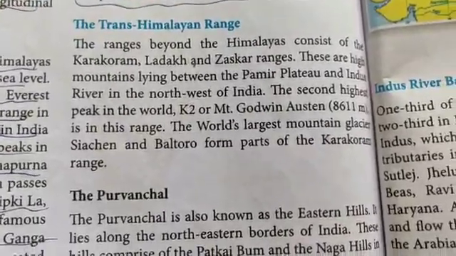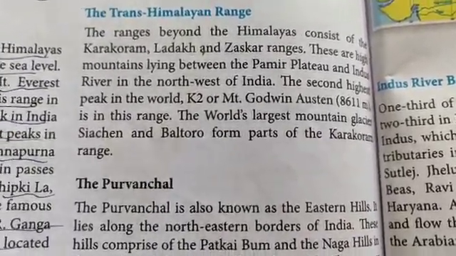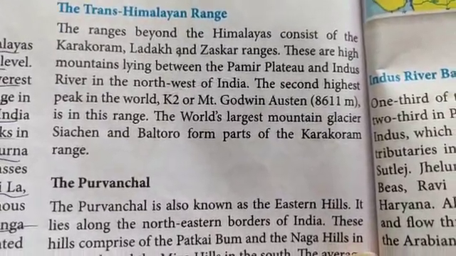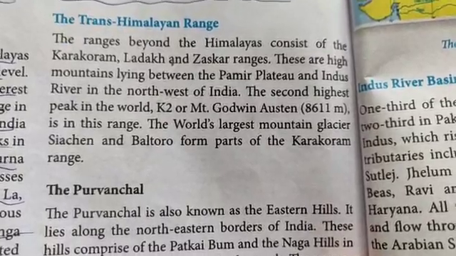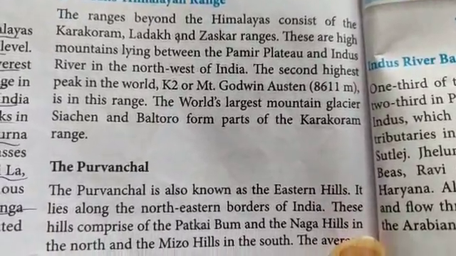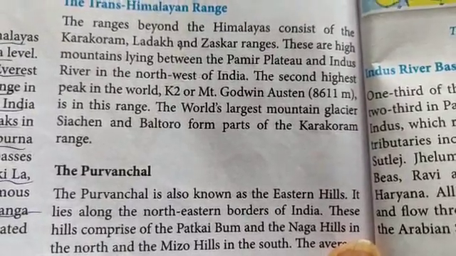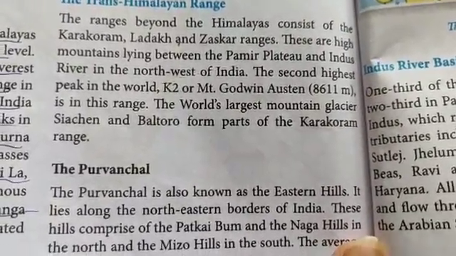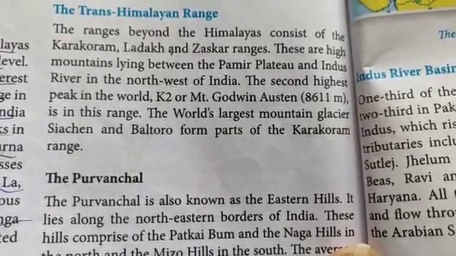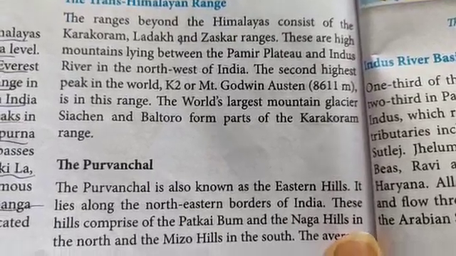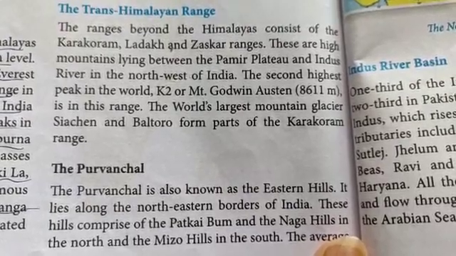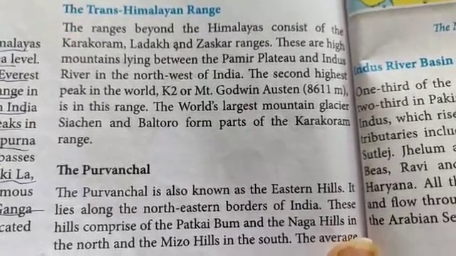Now coming to the Trans-Himalayan range. The ranges beyond the Himalayas consist of the Karakoram, Ladakh and Zanskar ranges. This we have already seen. These are high mountains lying between the Pamir Plateau and Indus River in the northwest of India. Underline all this. The second highest peak in the world, K2 or Mount Godwin Austen, 8,611 meter, is in this range. Underline that also. The world's largest mountain glaciers, Siachen and Baltoro, form part of the Karakoram range.